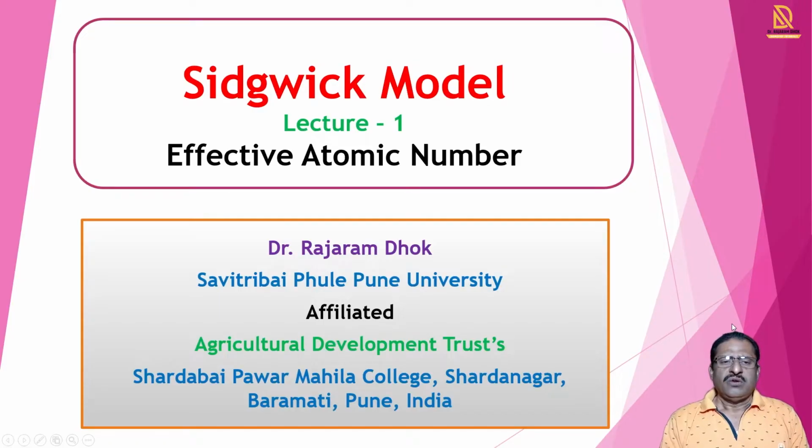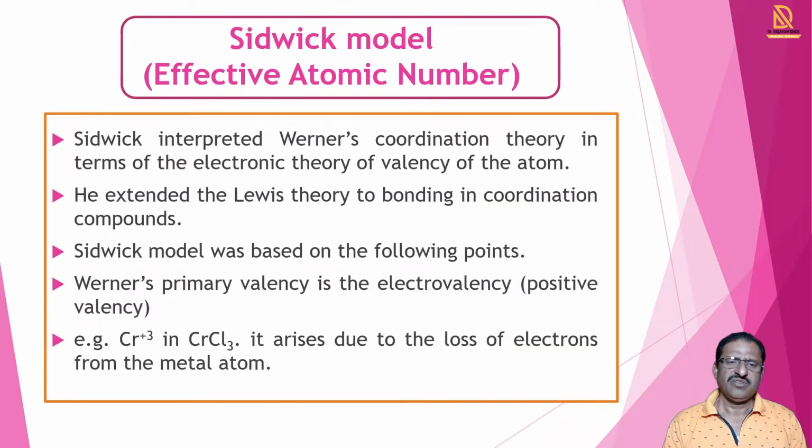Today we learn about the Sidgwick model, or the Sidgwick model is also called effective atomic number. This Sidgwick model is explained by the scientist Sidgwick. Sidgwick interpreted Werner's coordination theory in terms of the electronic theory of valency.